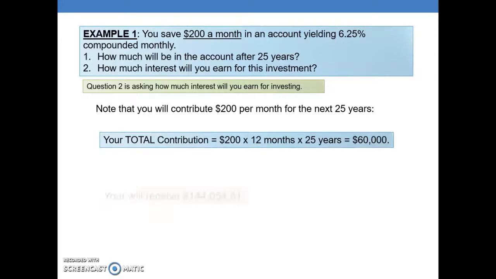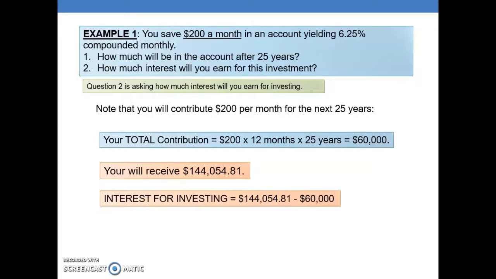Now, how much money will you get? You will receive $144,054.81. So obviously the difference between the two will be your interest. But this time, you will receive the interest. Last time when we did present value, the interest went to the bank, so you were paying the interest. In the future value, you are receiving interest. So it's a positive thing this week.